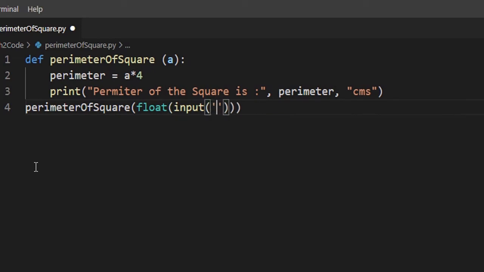Now what is the length of your square in centimeters? So now we're done with writing the code. Now let us run the program and see how it is working.